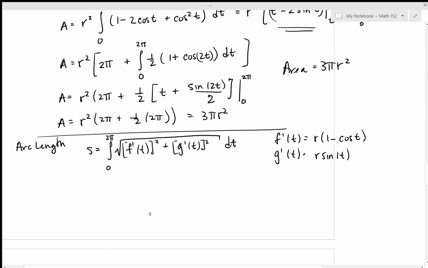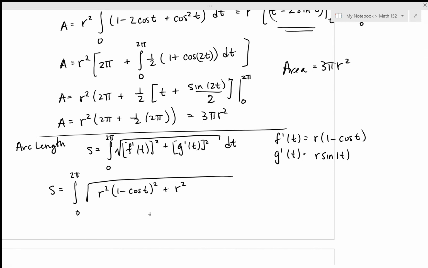So here, then the arc length is the integral from 0 to 2 pi. And I'm going to take the square root, and I'm going to square f prime, and I'll get r squared times 1 minus cos t squared plus r squared times sine squared t dt. Okay, all is not lost actually here. It's looking pretty hideous, but it's not so bad.